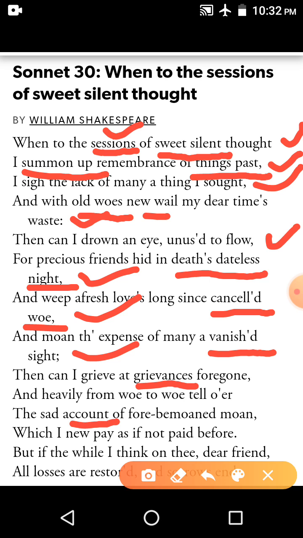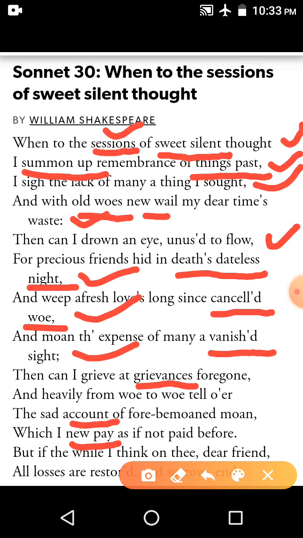Which I new pay again. Pay is a word from the banking and commercial sector. Which I new pay, like I weep afresh, मुझे फिर से रोना पड़ता है नए सिरे से. Similarly, I have to pay again, as if not paid before. Though I have wept for these losses, regrets and disappointments earlier also, again I feel sorry for all those persons who are not now with me, and in their memory I start weeping.